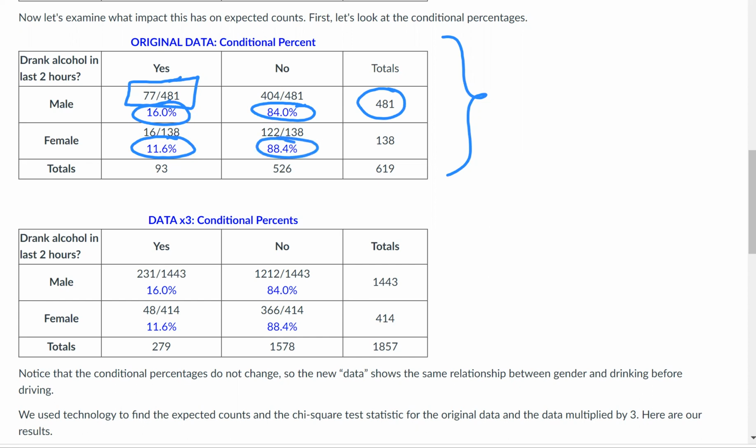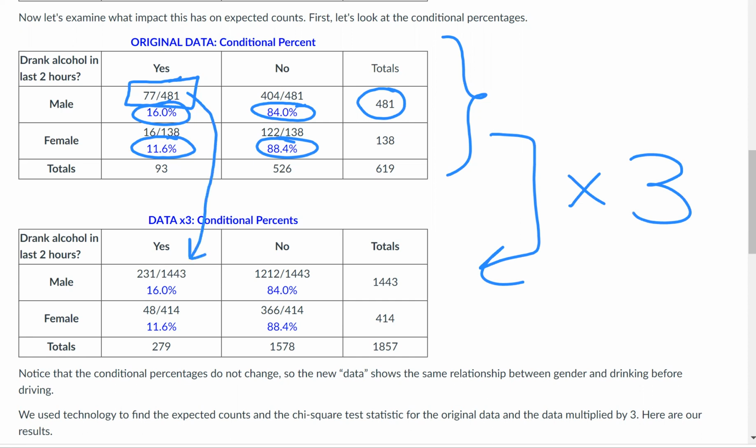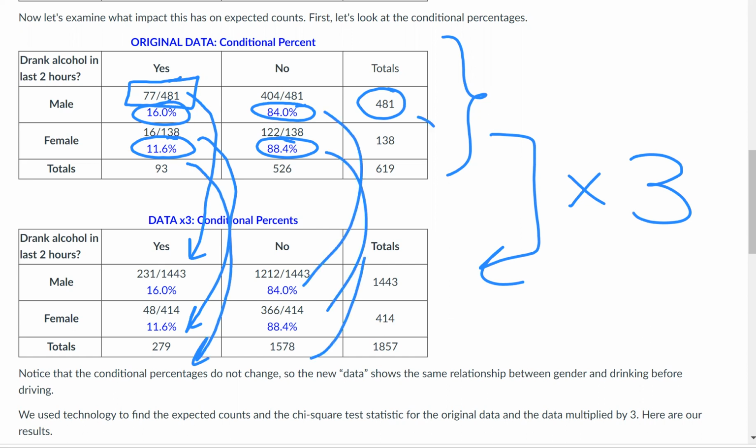So we have the percentages, but notice when we look at the one where it's multiplied, all the values are multiplied by 3. The number of males who said yes multiplied by 3. The number of females who said yes multiplied by 3. The total number that said yes multiplied by 3. Everything's multiplied by 3. Imagine we had pretty much the same results proportion-wise, but we polled 3 times the number of people. Notice that the percentages stay the same. Proportions are preserved here. So still 16% of males said that they had a drink in the last 2 hours, 11.6% of females still, and 84% of males said no, they hadn't.